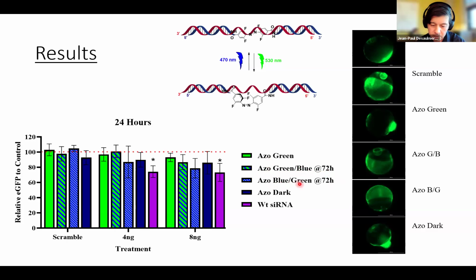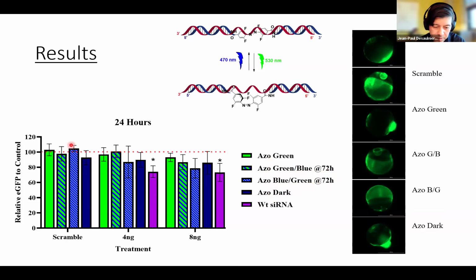Azo blue at green at 72 hours is a reverse. So blue light was administered, and then at 72 hours, green light was administered. And then azo dark is just the active azobenzene compound in the dark phase. And then wild type siRNA, as I'm showing you here.